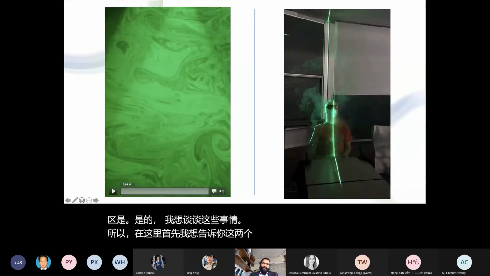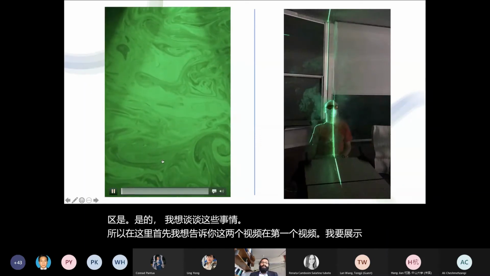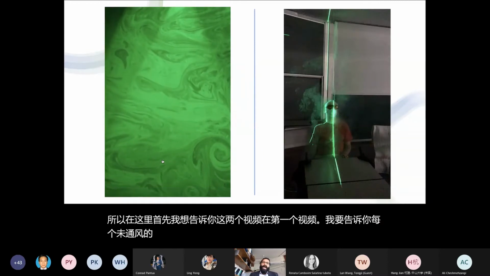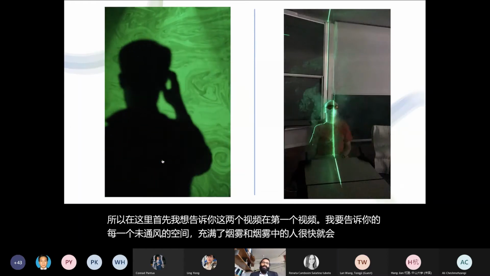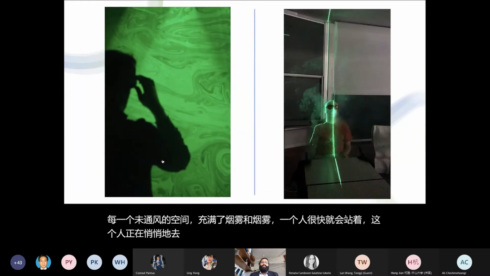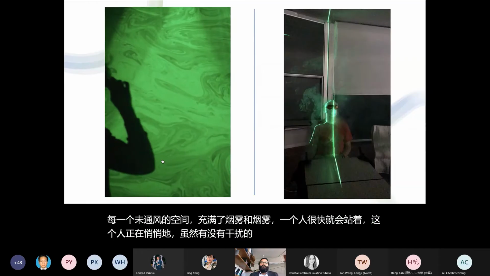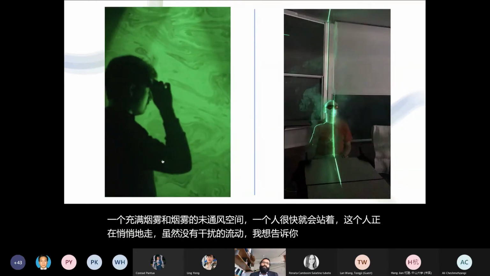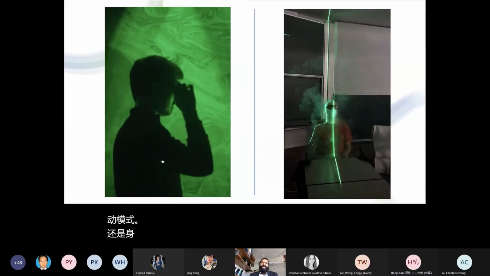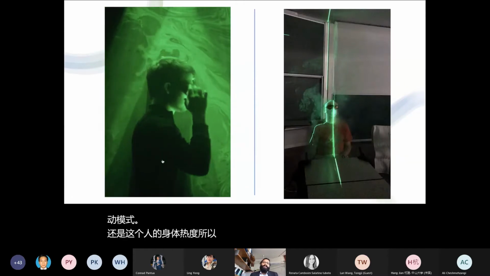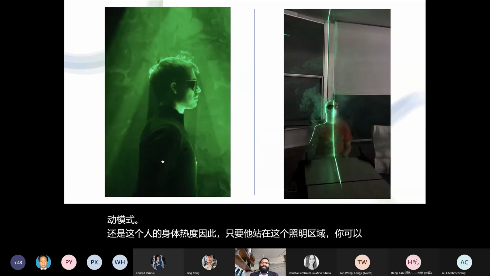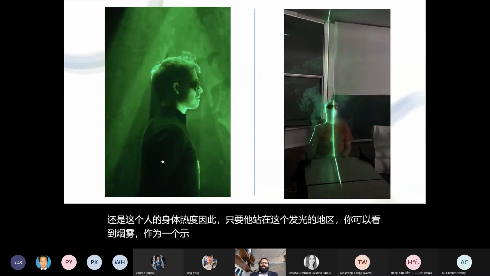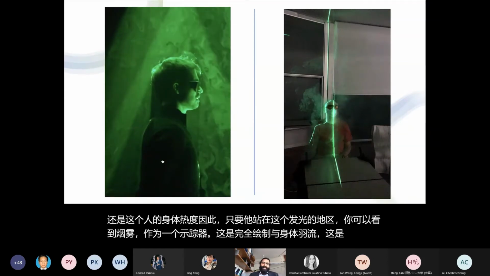In the first video, what I'm going to show you is an unventilated space which is filled with smoke, and in the smoke a person will stand soon, and this person is standing quietly there without disturbing the flow. And I would like to show you the flow pattern produced by the body heat of this person. So as soon as he stands in this illuminated region, you could see that the smoke, which acts as a tracer, is completely drawn up with the body plume, and this is quite high speed actually.